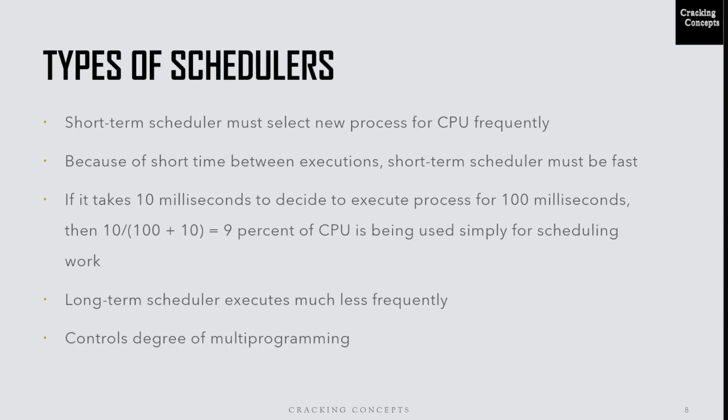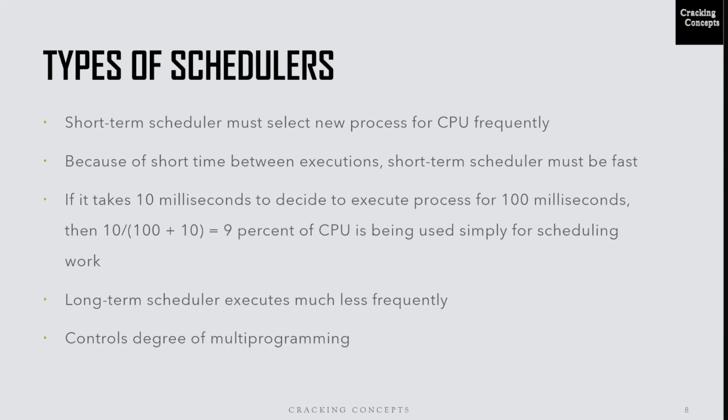The short-term scheduler must select a new process for the CPU frequently. A process may execute for only a few milliseconds before waiting for an IO request. Often the short-term scheduler executes at least once every 100 milliseconds. Because of the short time between executions, the short-term scheduler must be fast. If it takes 10 milliseconds to decide to execute a process for 100 milliseconds, then 9% of the CPU is being wasted simply for scheduling the work.